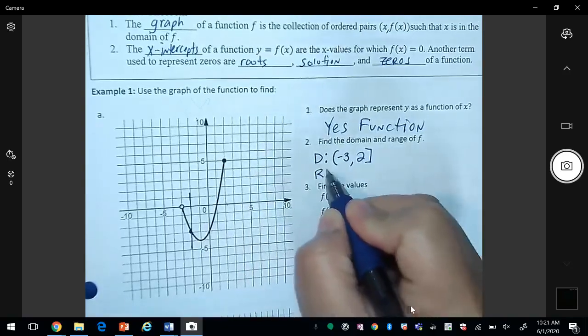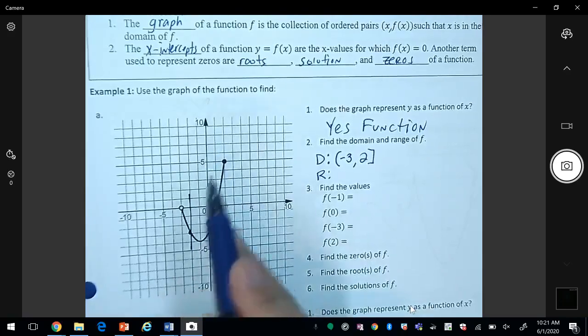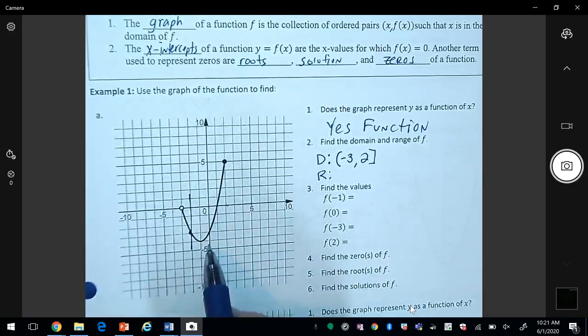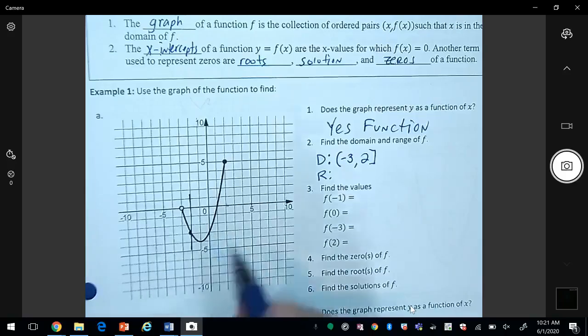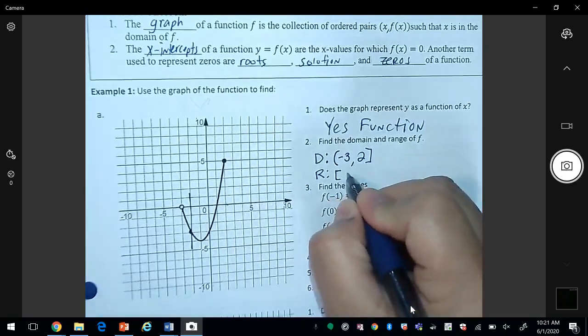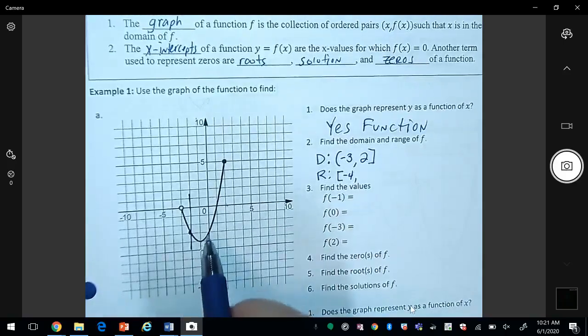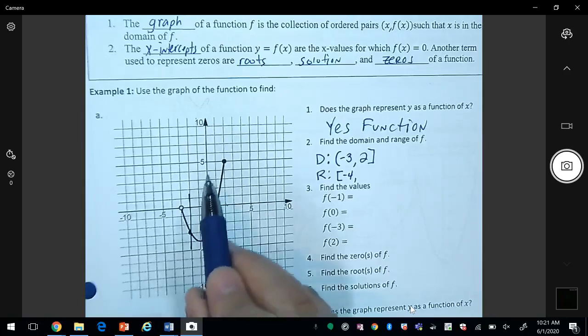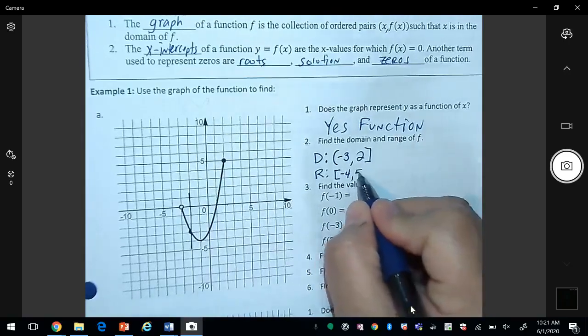The range, we're looking at the y values. So all these y values here. So the smallest y value that is part of the graph is at 1, 2, 3, -4. So we use bracket -4, bracket because that point is included. And if we keep going up on the y-axis, we get to 5. 5 is also included, so we use a bracket for that.